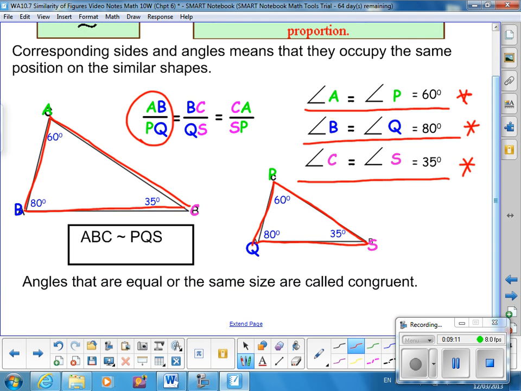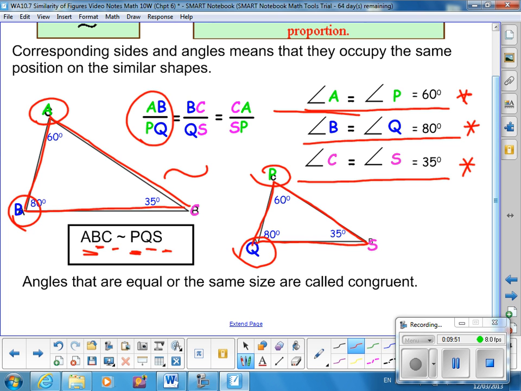Now, the one thing that's very important is the order in which you write the corresponding angles. The little curly sign like this means corresponding or similar. So triangle ABC is similar to PQS. Angle A corresponds to angle P, which is shown here. And so they would be first when you write it to show that they're corresponding. Q and B are corresponding, so they would be next. And C and S are corresponding.